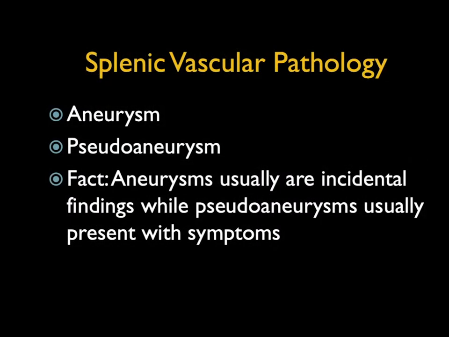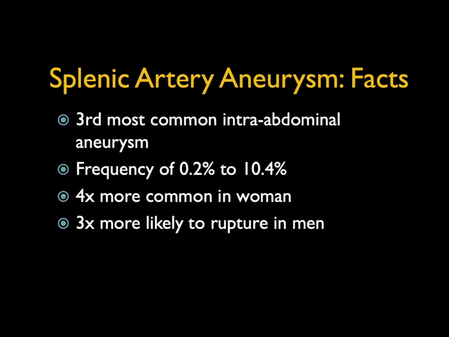Now, let's talk a little bit about vascular processes. Splenic artery aneurysms and pseudoaneurysms are the 2 things we think about. Aneurysms are usually incidental findings, but pseudoaneurysms present with symptoms including spontaneous bleeding and possible patient arrest. Splenic artery aneurysms are the 3rd most common intra-abdominal aneurysm, up to 10% frequency, more common in women, but more likely to rupture in men.